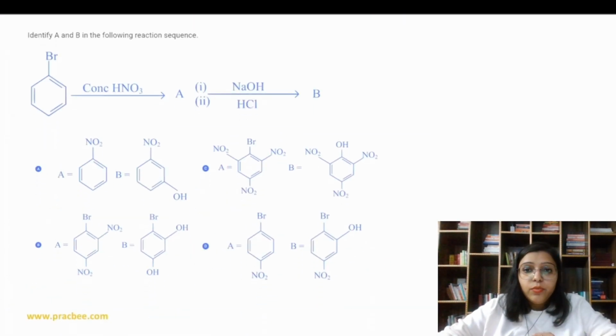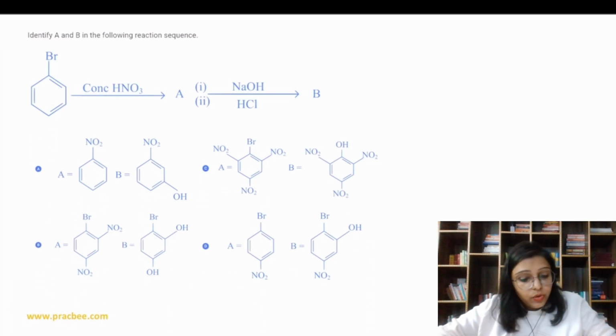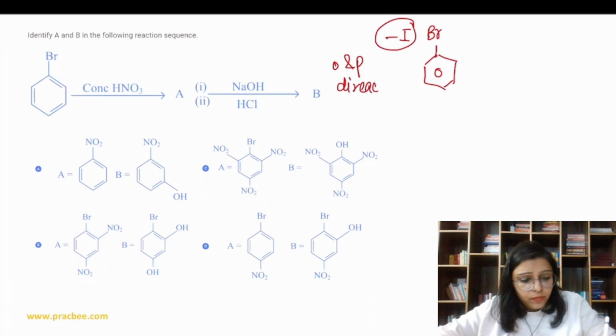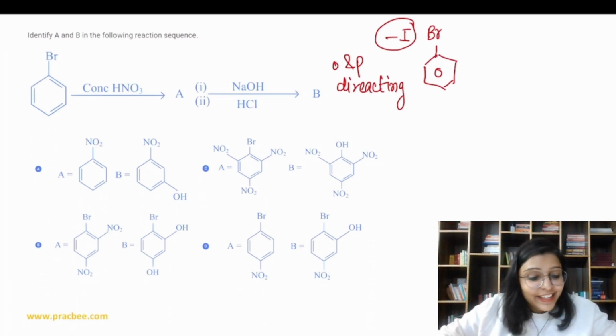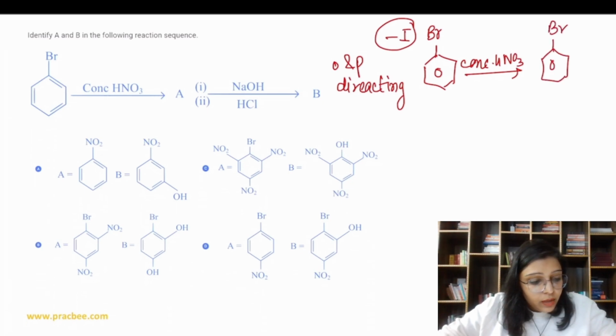Identify A and B in the following reaction sequence. So we have Br. Br shows a minus I effect, but it is ortho and para directing, because it is a weak effect. Minus I is a temporary attraction of electrons, so it's weak, and it is ortho and para directing. So if we have concentrated HNO3, usually we are going to write ortho NO2, or we can say para NO2.